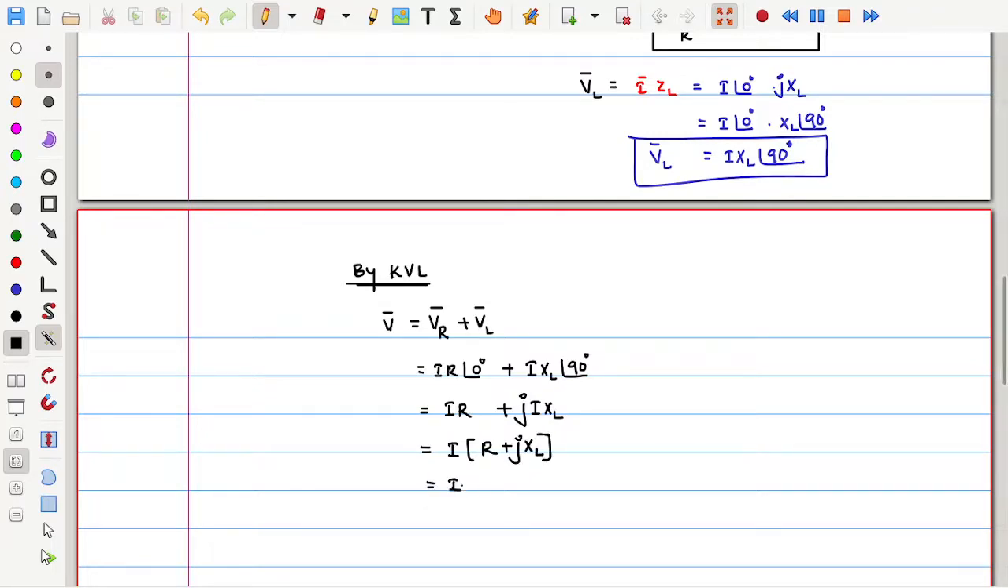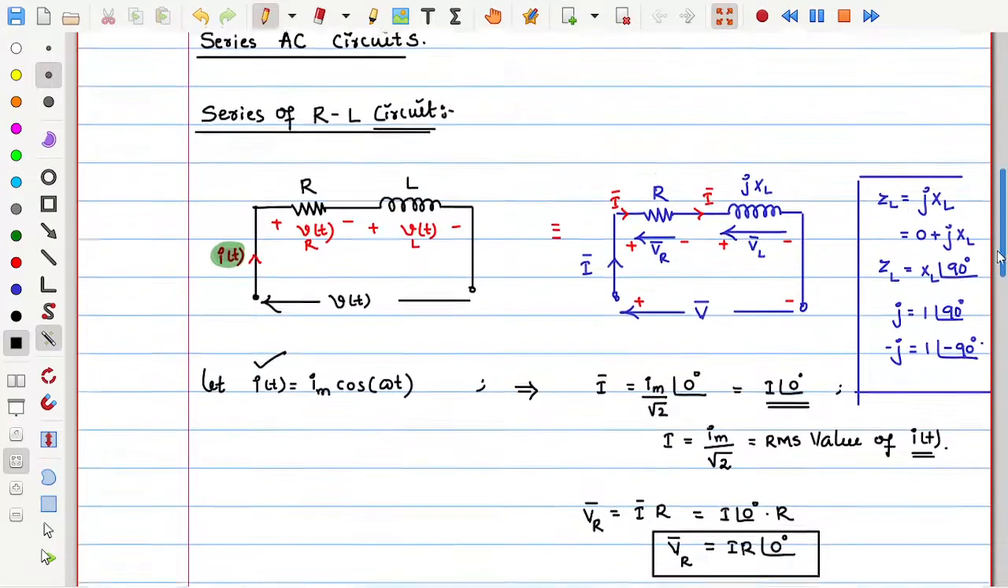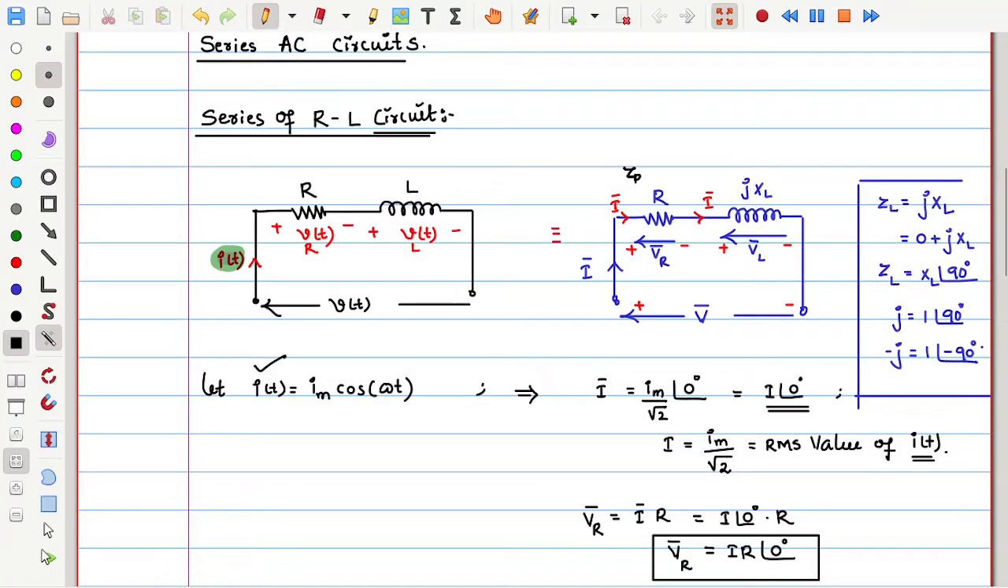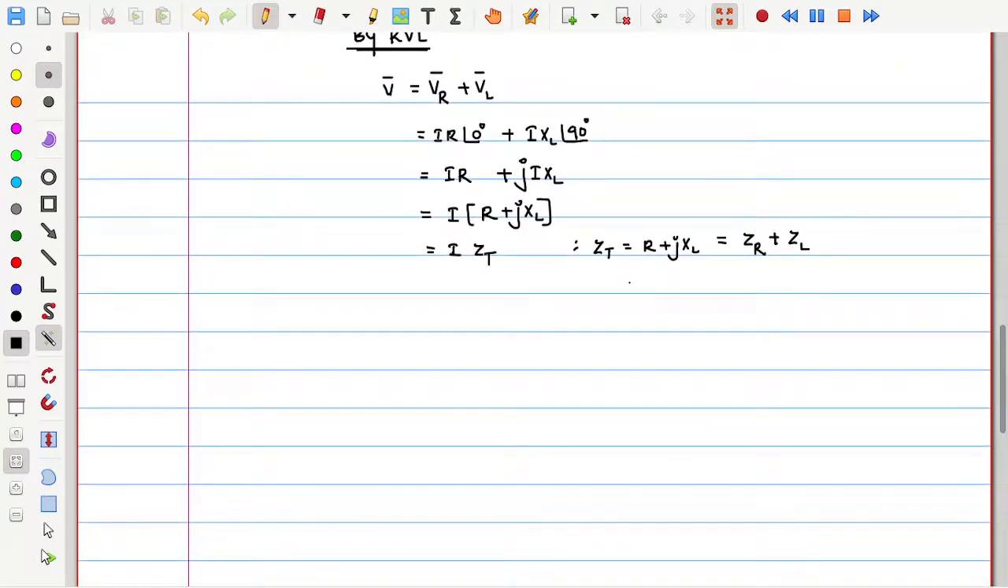This is equal to the impedance of the total circuit, that is ZT. I can write ZT as R plus JXL, which is the impedance of the resistor, ZR, plus the impedance of the inductor, ZL. How much is the impedance of the resistor? It is resistance only. ZR is equal to R, whereas ZL is equal to JXL. Just as if two resistors are connected in series the total resistance is the sum of the resistors, in the same way here the sum of the impedances is the total impedance.